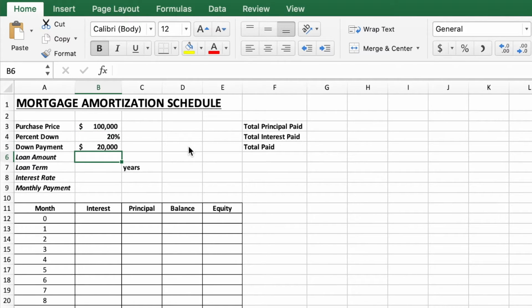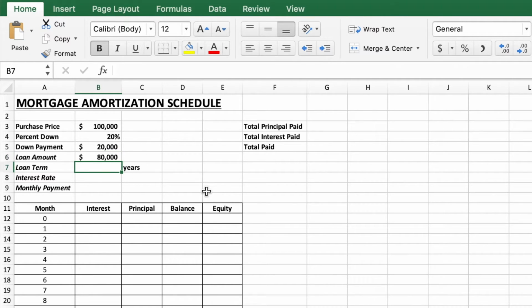In terms of the loan amount, that is also something that Excel will calculate for you. So with my loan amount, I'm going to press equal to my purchase price minus my down payment, enter. And the reason for that is because the loan amount you're going to get from a bank or other financial institution is equal to your purchase price minus the down payment that you've put on the property.